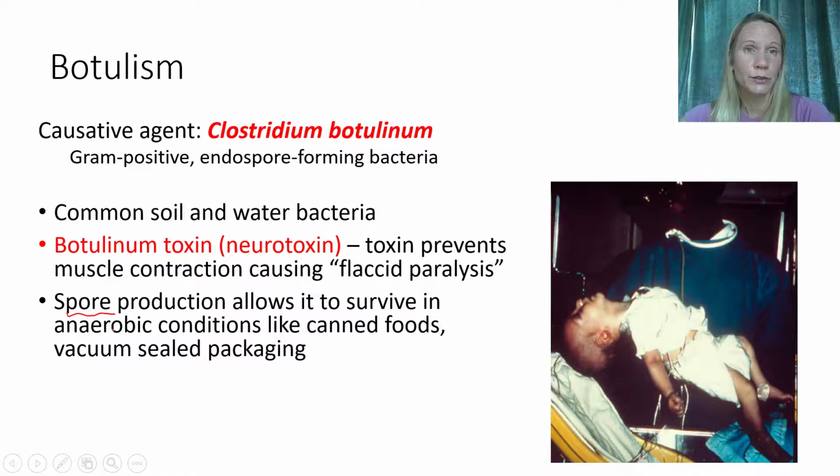And then when you eat that food, the spores will germinate back into active bacterial cells that will then start secreting this toxin in your gut. And then eventually that toxin will get to your nervous system, and the flaccid paralysis will eventually affect your diaphragm, which is a very important muscle that helps with breathing. And that is actually what causes death, that you cannot contract the diaphragm correctly for respiration.